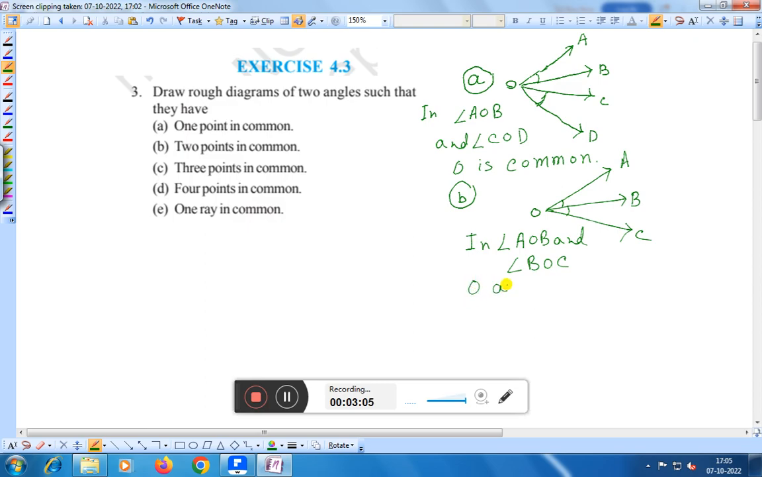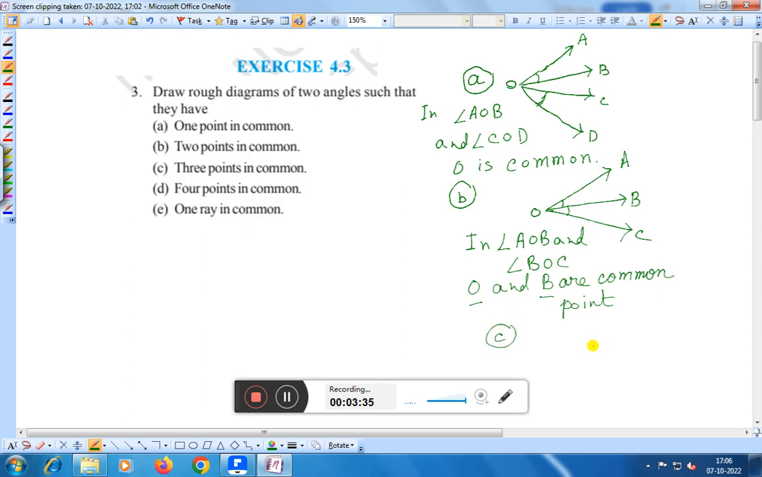O and B are common points. Here 2 points are common, that is O and B points are common. Now we see 3 points in common. Now we do the next question, that is C, 3 points in common.